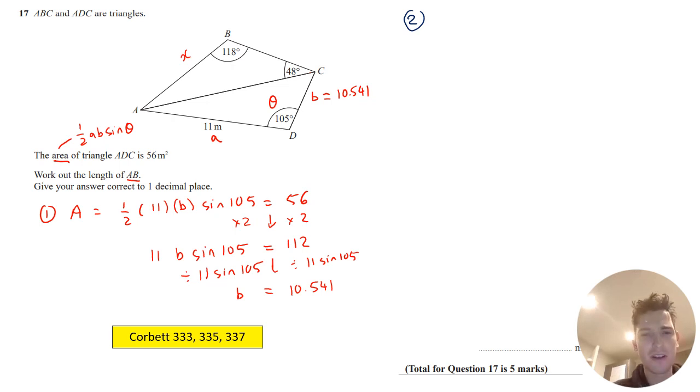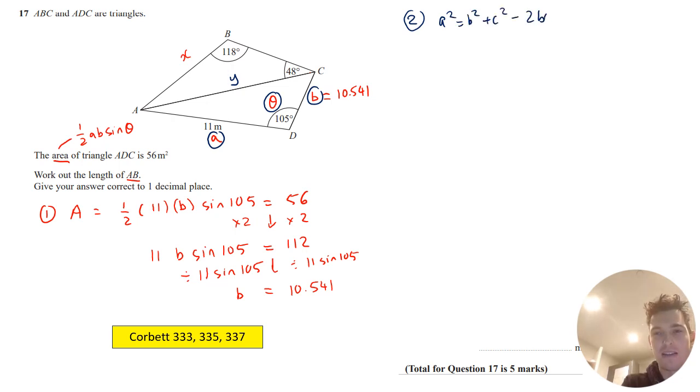Step 2. Now that I know this length B or CD, I'm thinking, what else can I find? Well, if I have a look at triangle ADC, I now know 2 sides and the angle in between. Because I know the 2 sides and the angle in between, this is an angle sandwich, I can use the cosine rule. And I'm going to use the cosine rule to find out this side length y, AC. So let's write out the cosine rule. A squared equals b squared plus c squared minus 2bc cos A.